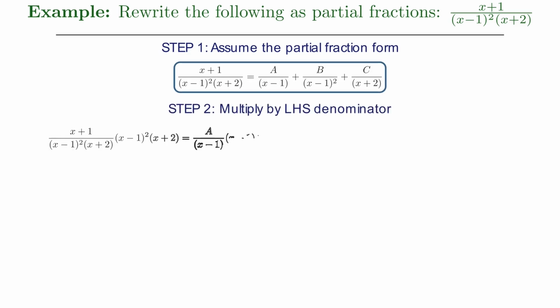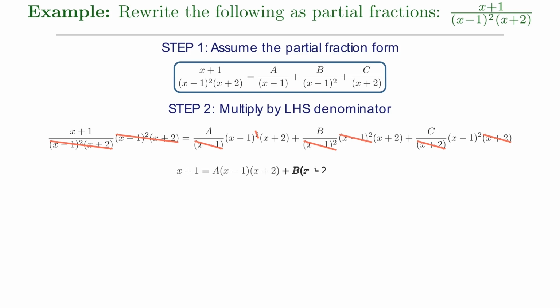So multiplying everything by (x - 1) squared (x + 2). On the left-hand side, the denominator cancels. With the A term, the (x - 1) will cancel the squared. With the B term, the (x - 1) squared will cancel. And then with the C term, (x + 2) will cancel. This leaves us with x + 1 equals A times (x - 1) times (x + 2) plus B times (x + 2) plus C times (x - 1) squared.